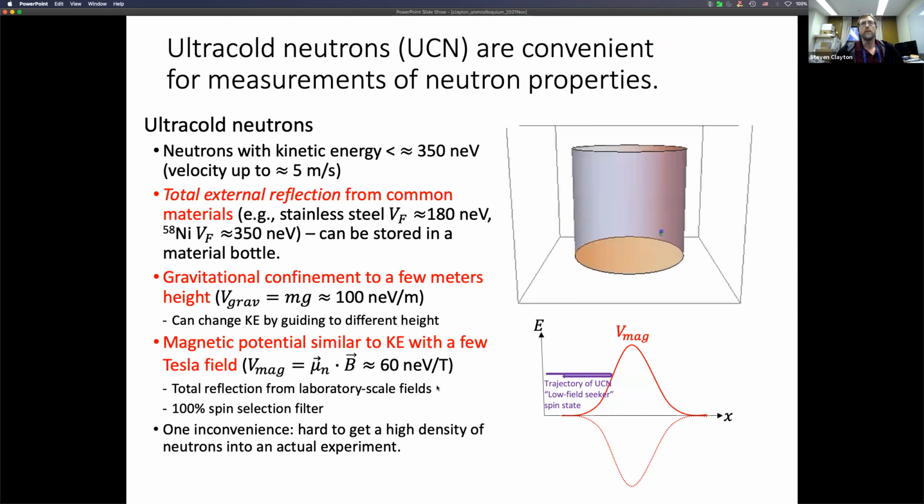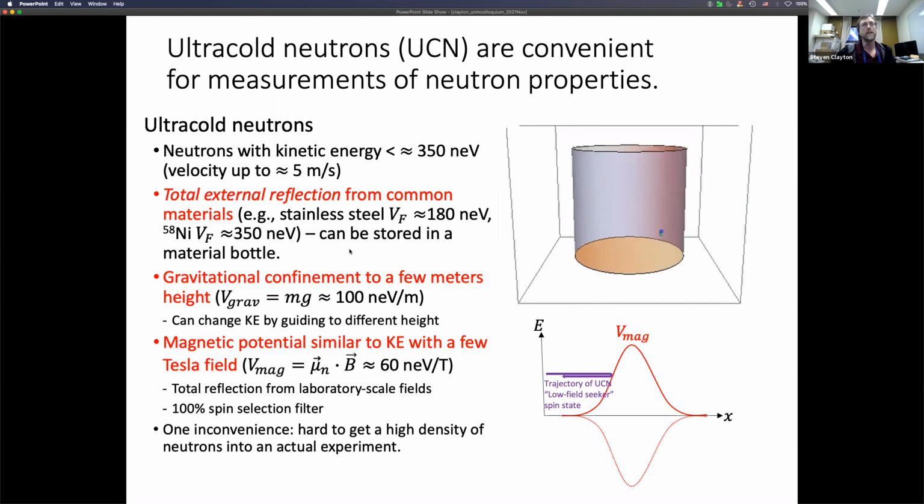Okay, and these use ultracold neutrons, which have a lot of convenient properties for measurements of neutrons. So these are neutrons with kinetic energy less than a few hundred nanoelectron volts. So that's a velocity up to a few meters per second, basically. And the unique properties: they have total external reflection from common materials.